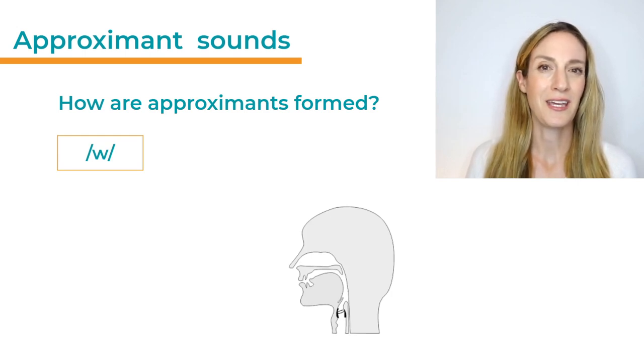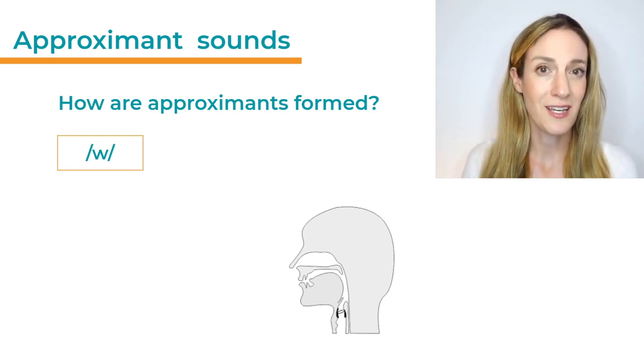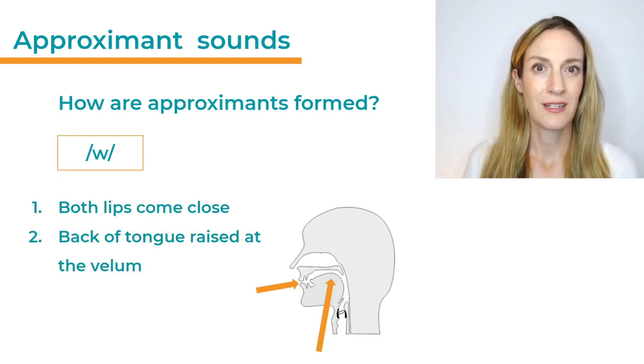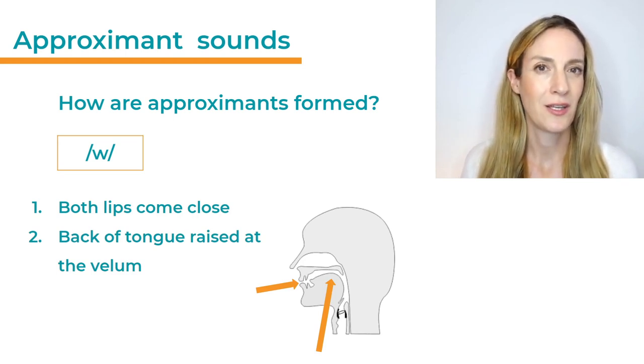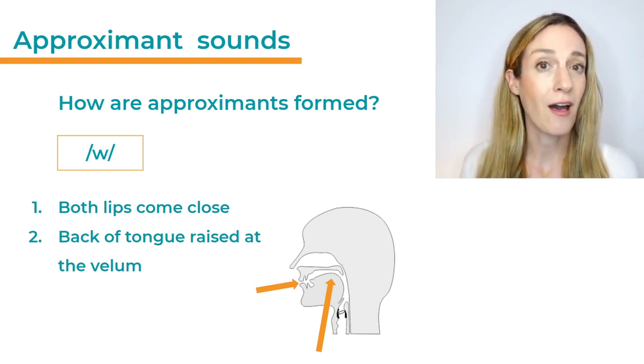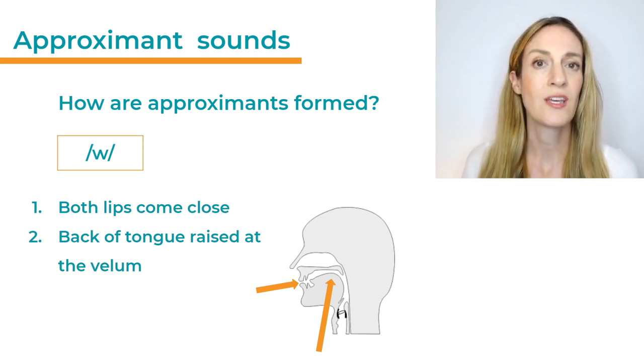Let's have a look at each approximant in detail. We'll start with W. How is W formed? Now, you can actually see that when you look at me. W. We form W by using both our lips. They come close, but there's no full closure. W. So they come close and then we release them and spread our lips a little bit. W.